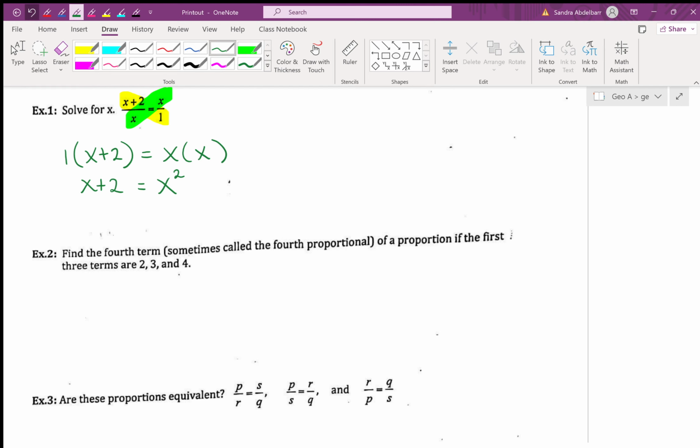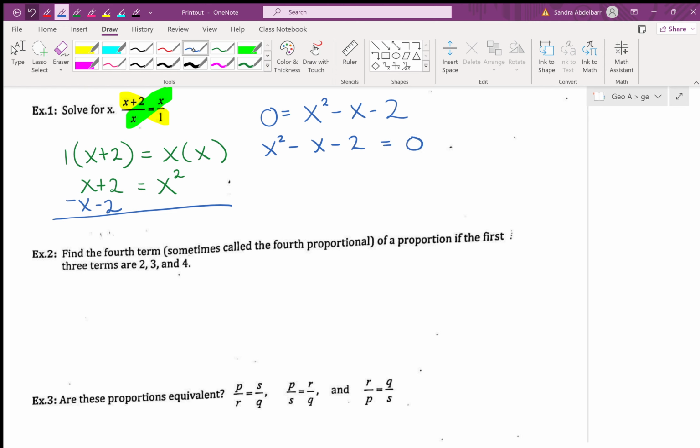So instead of moving the x squared, I'm going to keep the x squared where it is, and I'm going to subtract the x, and I'm going to subtract the 2 to make that side 0. So this is going to give us 0 is equal to x squared minus x minus 2. So x squared minus x minus 2 equals 0.